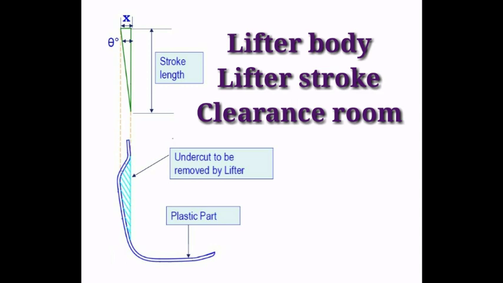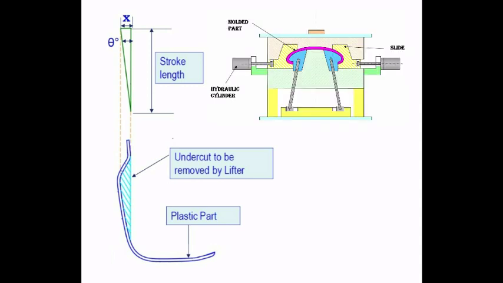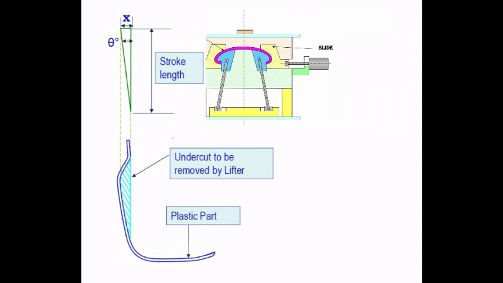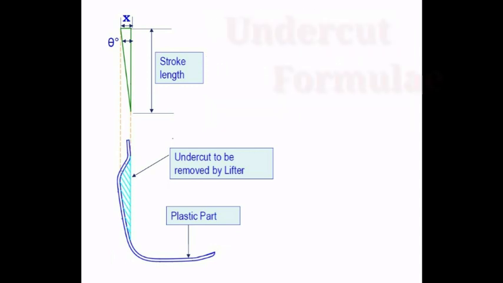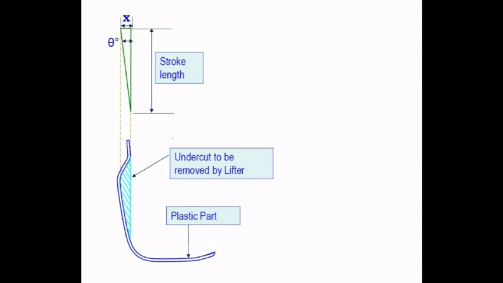These three requirements depend upon many factors, including the overall size of the part, the depth of the undercut to be pulled, the shape of the feature that is being pulled, and the style of lifter used. As a rule of thumb, if just a typical hook or snap is pulled, we have to leave 30 mm of room for the lifter body, stroke and clearance.